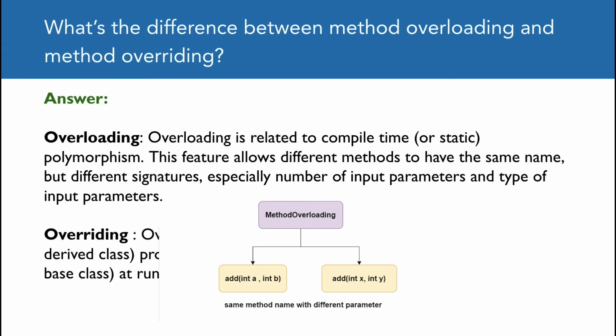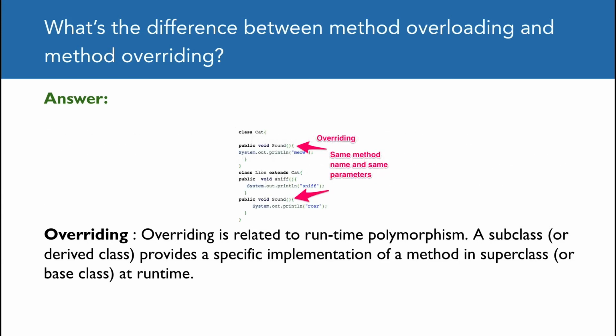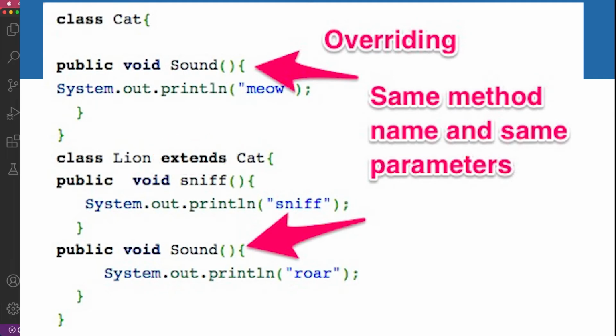Overriding, on the other hand, has to do with runtime polymorphism. And here we say it's a subclass or derived class that provides a specific implementation of a method in a superclass at runtime. All that means is that we deal with inheritance when it comes to overriding. That's when we're actually using the extends keyword in order to inherit from a superclass.